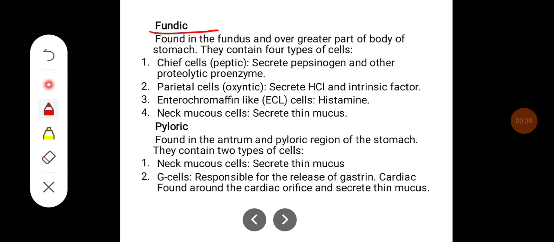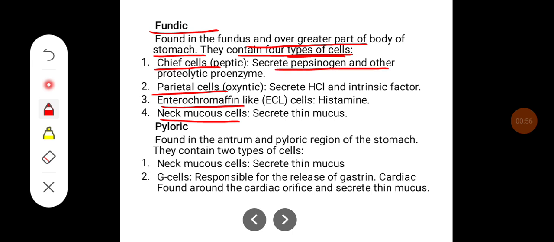Fundic glands found in the fundus and over the greater part of the body of stomach, and they contain four types of cells: chief cells, parietal cells, enterochromaffin cells, and neck mucous cells. Chief cells secrete pepsinogen and other proteolytic enzymes, whereas parietal cells, also called oxyntic cells, secrete HCl and intrinsic factor. Whereas enterochromaffin cells secrete histamine, and neck mucous cells secrete thin mucus.